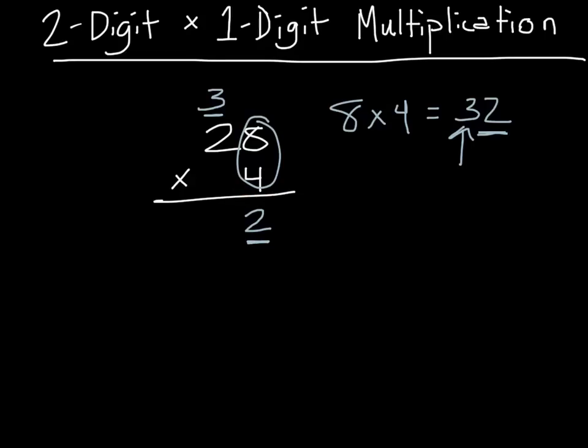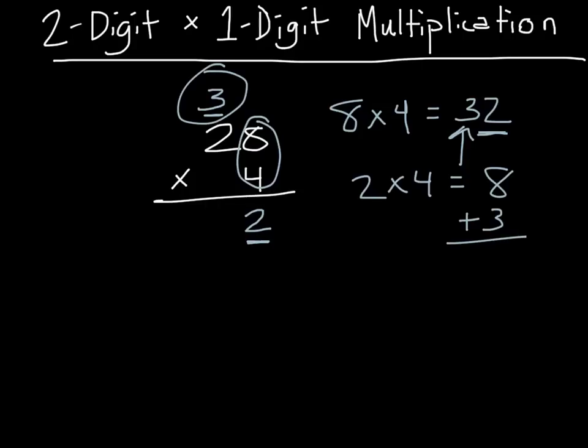2 times 4 is 8, but then we need to add this 3 on top of that. So we have 2 times 4, which is 8, but then we add this 3. And that gives us 11. And we can go ahead and write the entire 11 right here, since there is no other digit here in the top number. And we come up with a product of 112. And that's just about it.